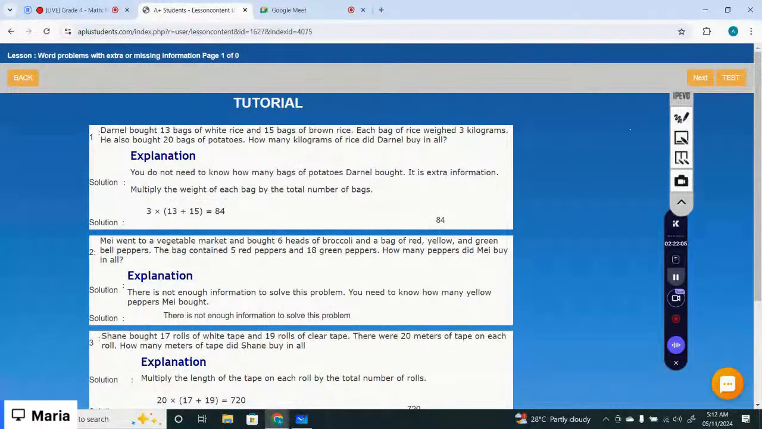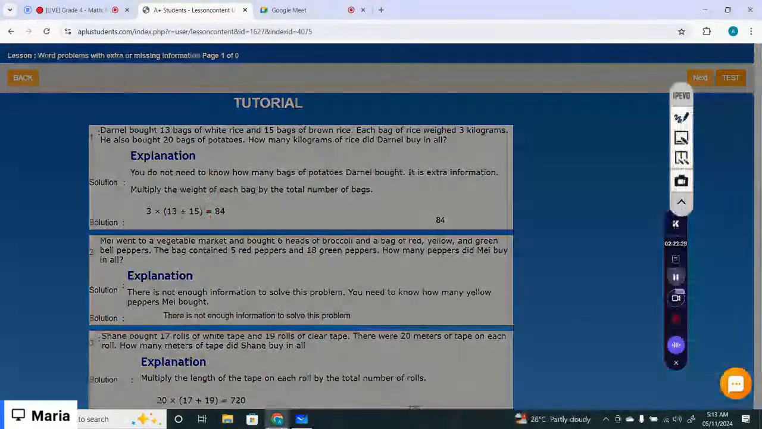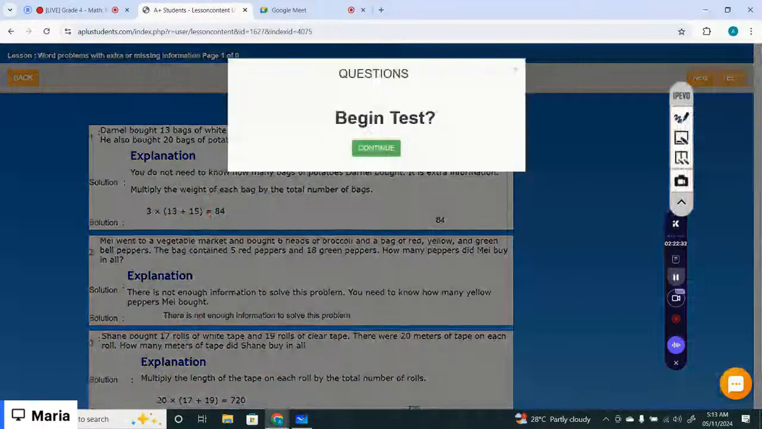So he bought 13 bags of white rice and 15 bags of brown rice, right? And each rice bag weighed 3 kilograms. So the total is 13 plus 15 times 3. So that means the total kilograms of rice he has is 84 kilograms. Let's just start with the test questions. You can have a look at the tutorial by yourself later today.